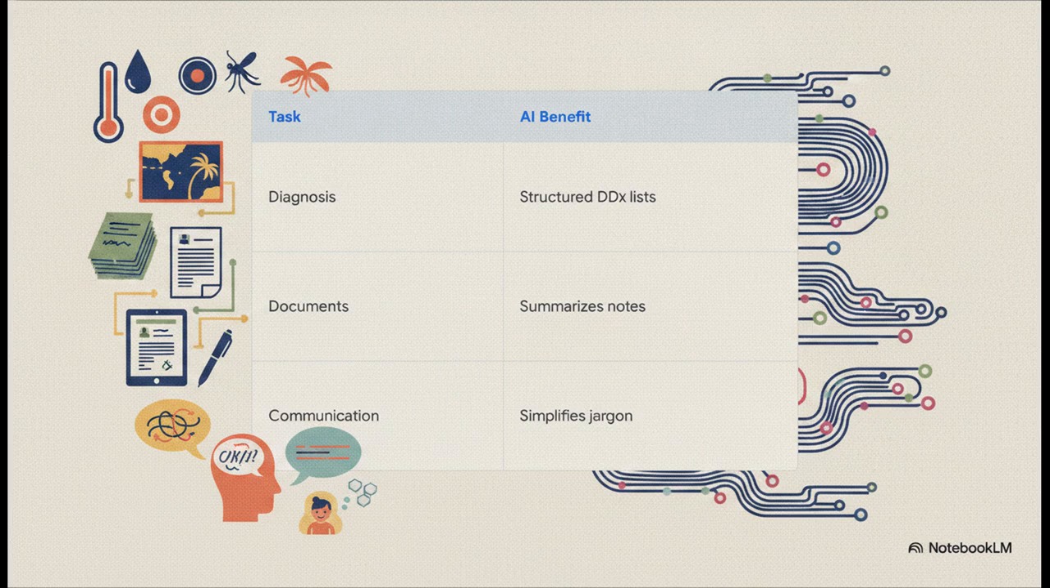Or how about clinical documentation? We all know that's the bane of every doctor's existence. AI can instantly summarize your rough, messy notes into formal discharge summaries. And for patient communication, you can ask the AI to explain a heavy, complex topic like type 2 diabetes using simple analogies perfectly suited for a 10-year-old.